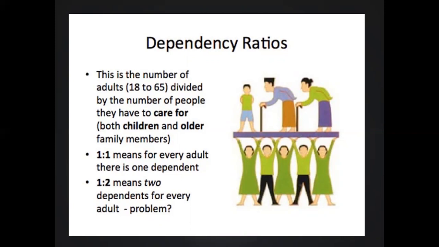So the dependency ratio is the number of adults divided by the number of people they have to work for. Dear cadets, here 1:1 means for every adult there is one dependent, and 1:2 means 2 dependents for every adult.